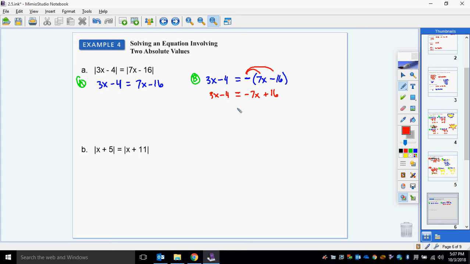And then I'm ready to solve just like any other equation. I'm going to try to move my x over here to the left, so I'm going to add 7x. That way I can combine it with the 3x and get 10x minus 4 equals 16. Now that my x's are combined, I want to move my numbers to the right side. So I'm going to add 4.